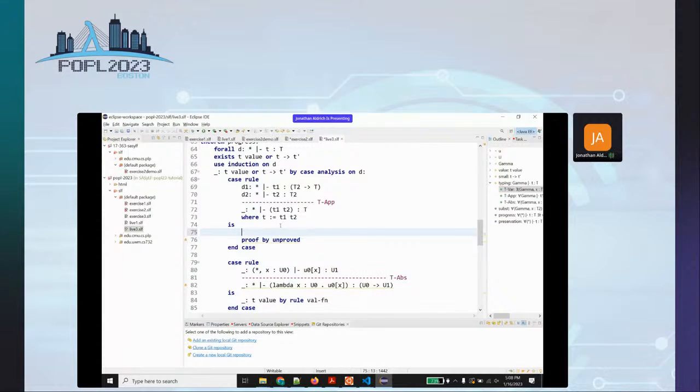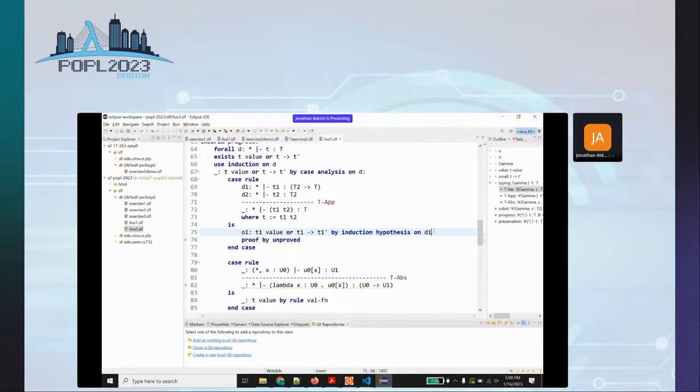Let's just try one of them. So I'll call it or1. We'll get D1 is a value, or T1 evaluates to T1 prime, by induction hypothesis on D1. Okay. And now what do we do? We have to do a case analysis on the or. Yeah, because how are we going to know which one we're going to do?